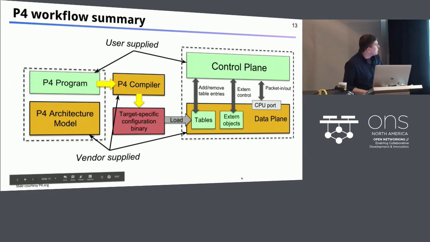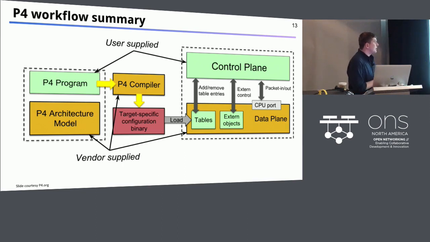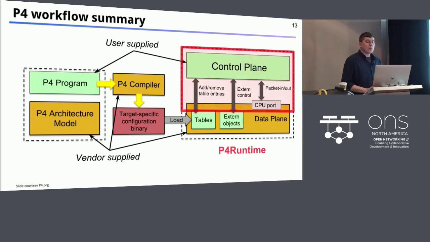This is a summary of the P4 workflow. So once you get a P4-defined data plane or target or switch, and you get a P4 compiler and architecture model from your vendor, you can write a P4 program and run this program through a compiler. The compiler will generate a target-specific configuration binary that you can use to realize the pipeline on your switch or forwarding device, like a network interface card. And then you need a control plane to basically populate at runtime all the tables you define in your P4 program. And that's the purpose of P4 Runtime.